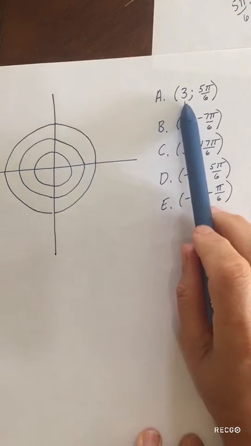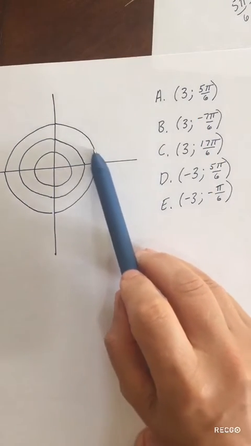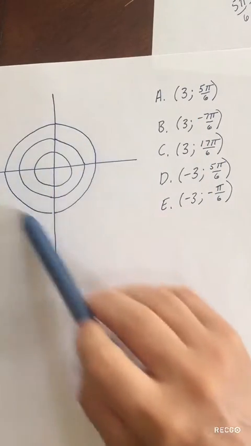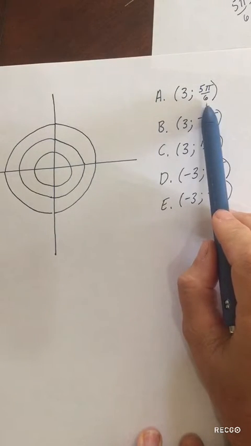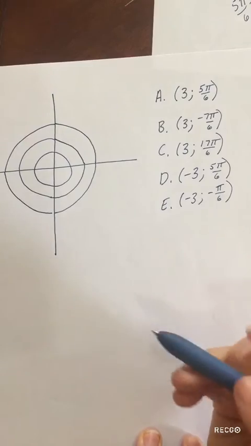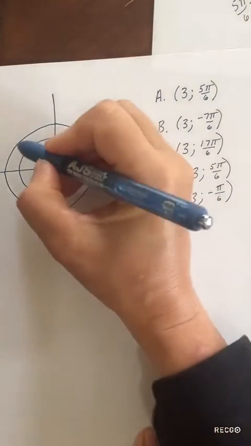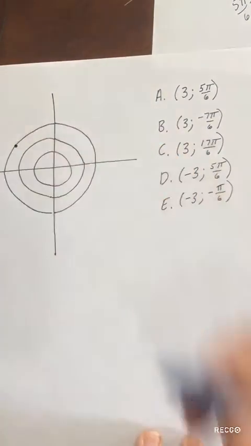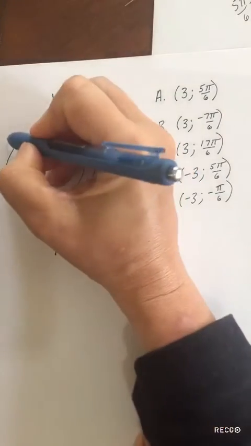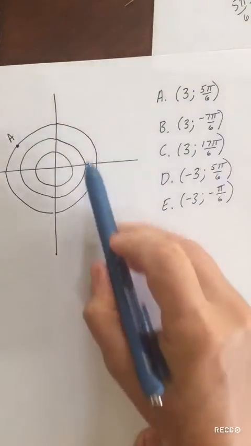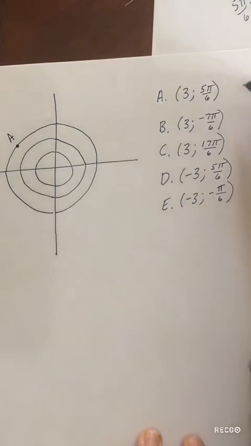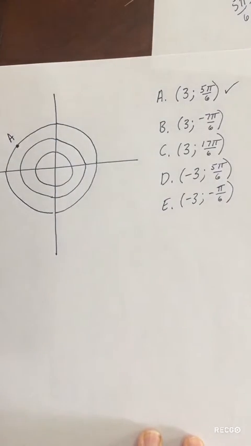Okay, so this first one means we're going to be on a circle of radius 3. So I already have that drawn. And then what I'm going to do is turn an angle of 5 pi over 6. Okay, so that's going to put me approximately right there. So that's going to be point A. Again, I'm on the circle of radius 3, and I turned an angle of 5 pi over 6. Okay, so that one's good. Let's do the next point.